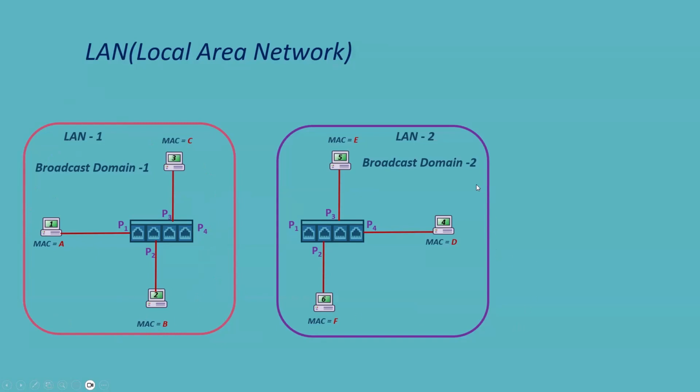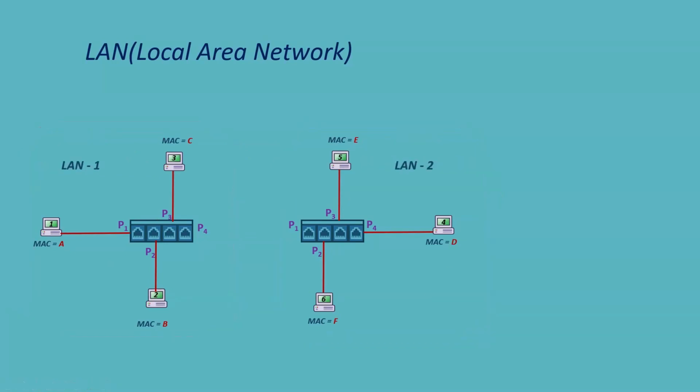And likewise, if this is a separate LAN, local area network, with PC4, 5, and 6 in this, having their own MAC addresses D, E, and F, and any of these PCs is sending a broadcast, that broadcast will only be accepted by the others in it. Let's say PC6 is sending a broadcast, that will only be accepted by PC4 and PC5. It will not go to PC1, 2, and 3. So this is a separate broadcast domain, and this is the other separate broadcast domain.